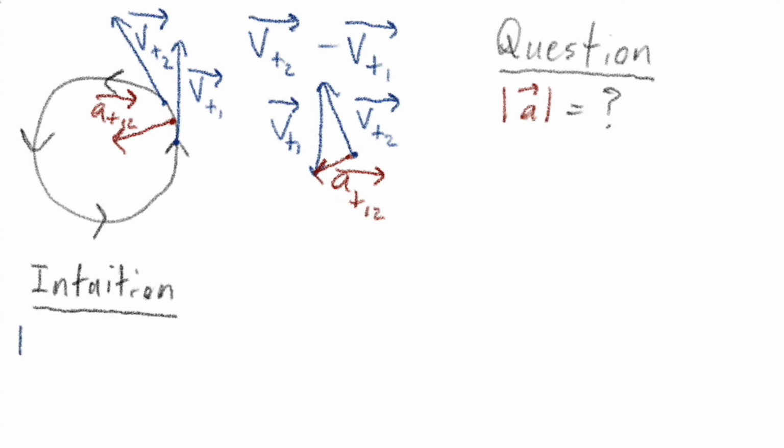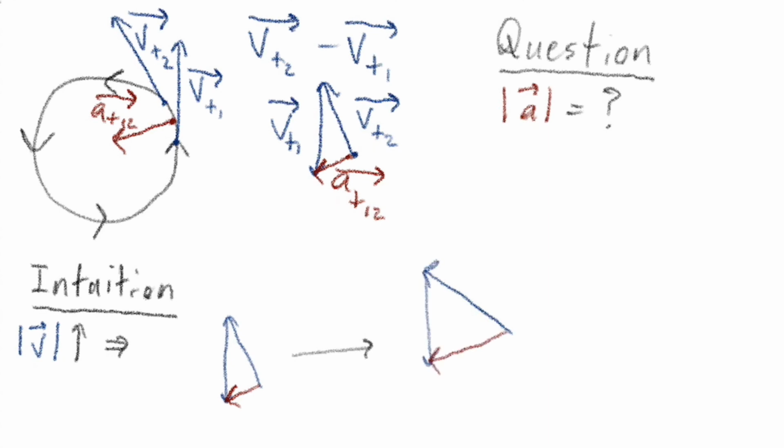Let's try to get some intuition for what this magnitude is and how it varies with the magnitude of the velocity with which the object is moving and the radius of the circle. So first, let's see what happens when the velocity of the object increases. Well, when the velocity increases, the object is moving around the circle faster. So the difference between the two velocity vectors, when you subtract them, is larger. So the magnitude of the acceleration should increase with larger velocity.